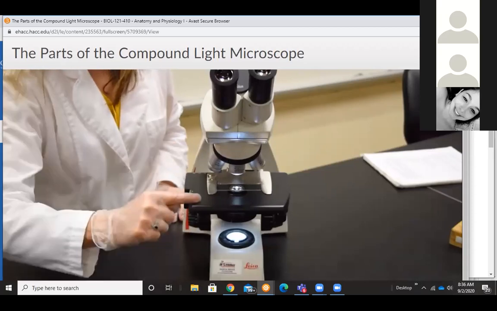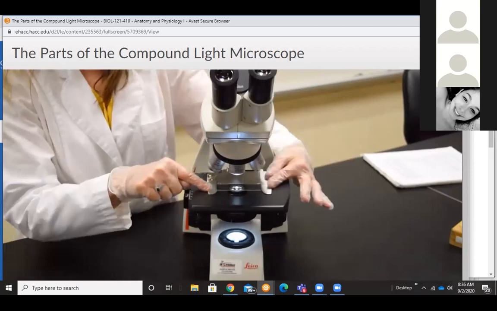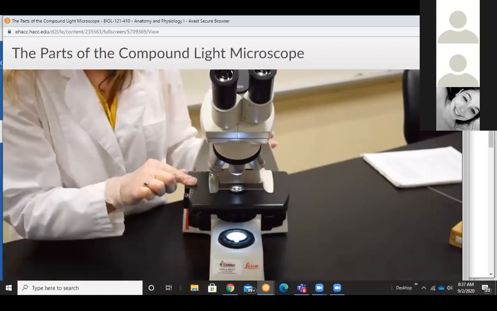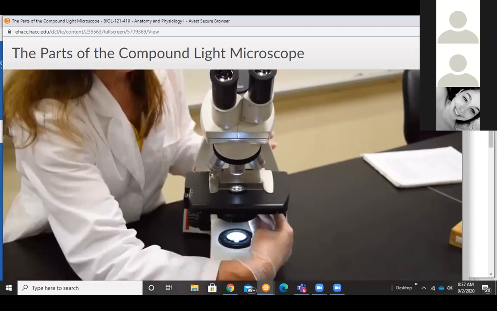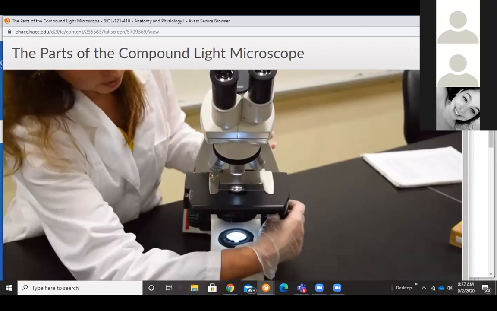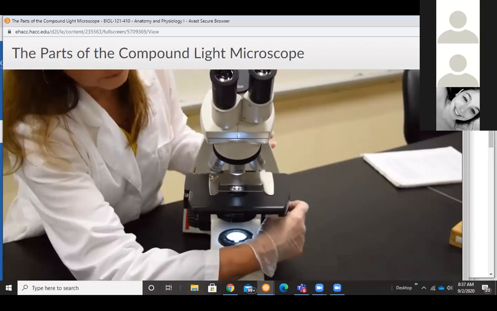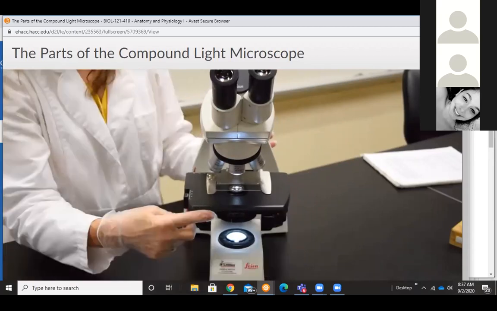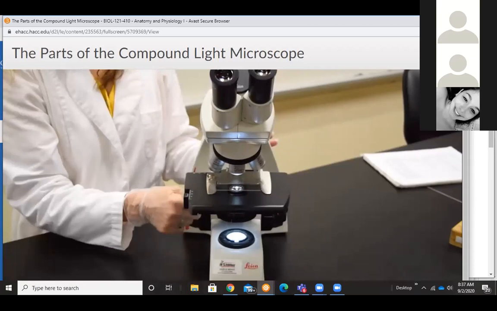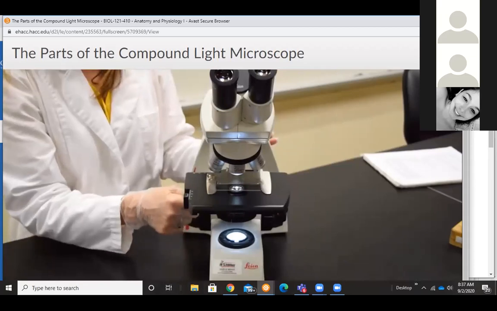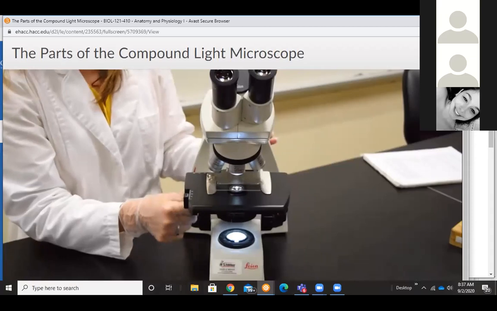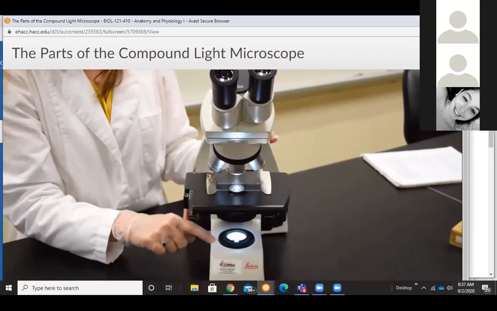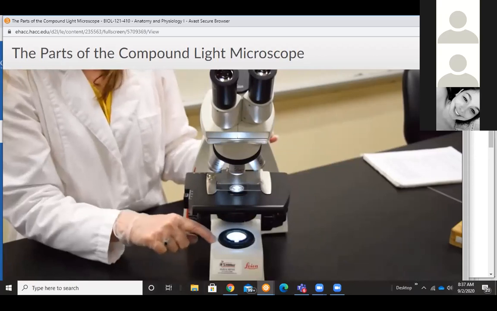The stage of the microscope has slide clips that hold the slide. To move the slide, underneath the stage on the right-hand side are 2 knobs that allow you to move the slide back and forth or side to side. Below the stage is the condenser, which consists of a series of lenses as well as a diaphragm that adjusts the light as it goes through the slide. On the base, you'll find the light or the illuminator.